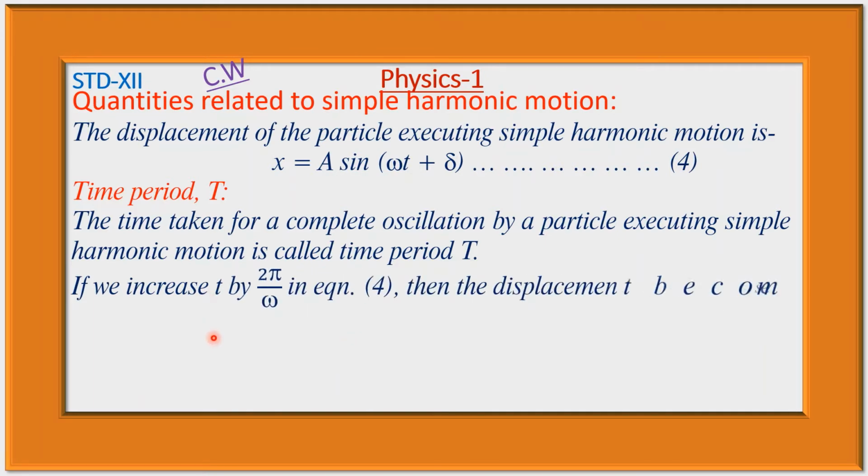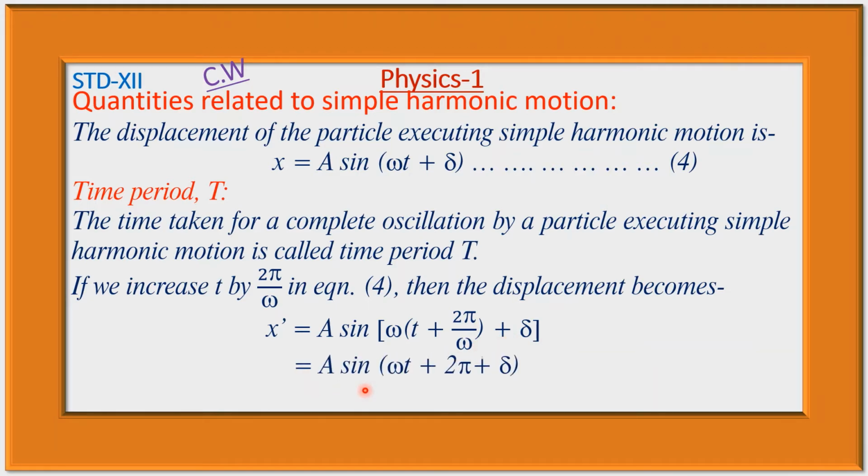If we increase t by 2π/ω in equation 4, then the displacement becomes x′ = a sin(ωt + 2π/ω + δ)... more precisely, x′ = a sin(ω(t + 2π/ω) + δ). This equals a sin(ωt + 2π + δ). Here ω cancels, leaving 2π, so this is equal to a sin(ωt + δ), which is x.